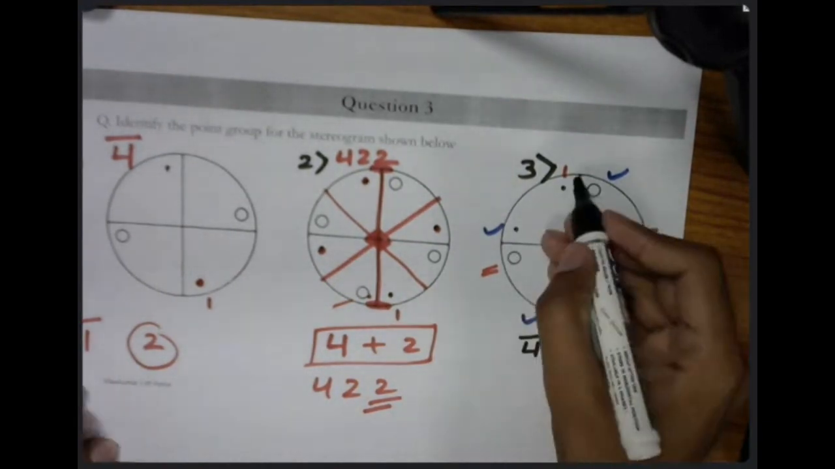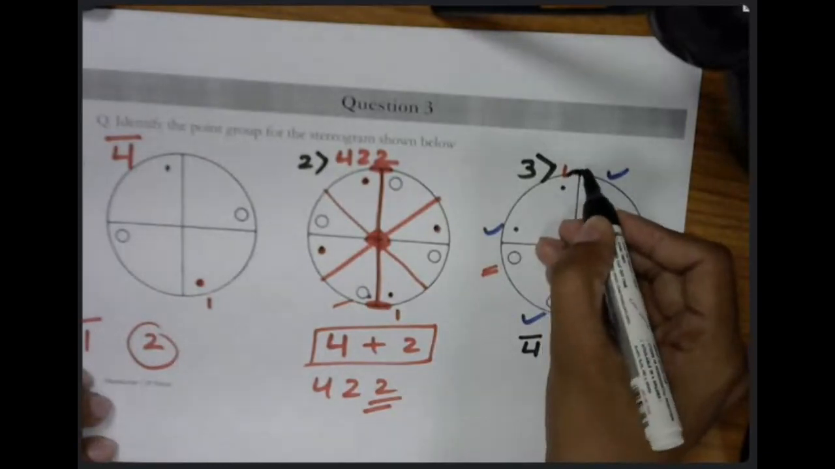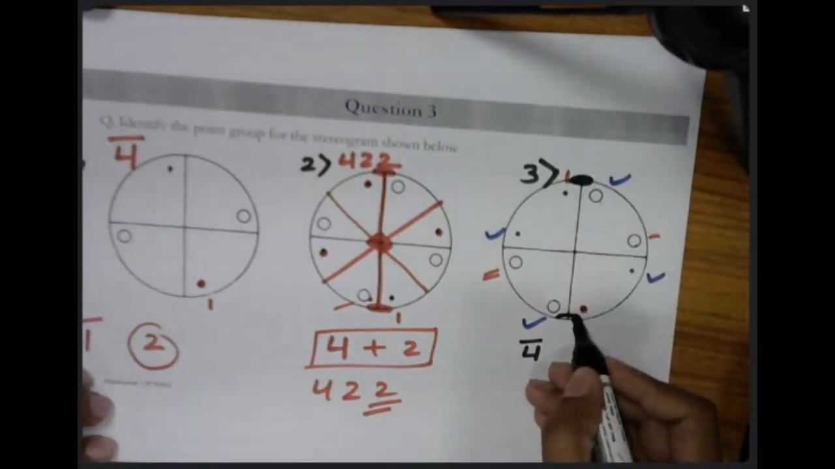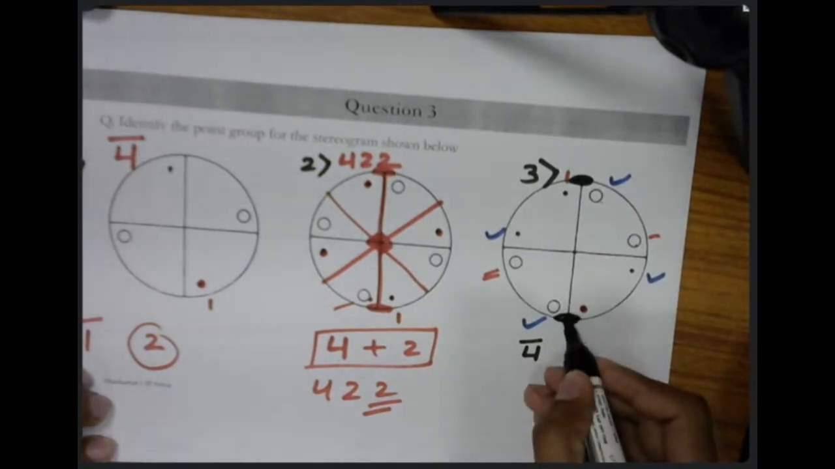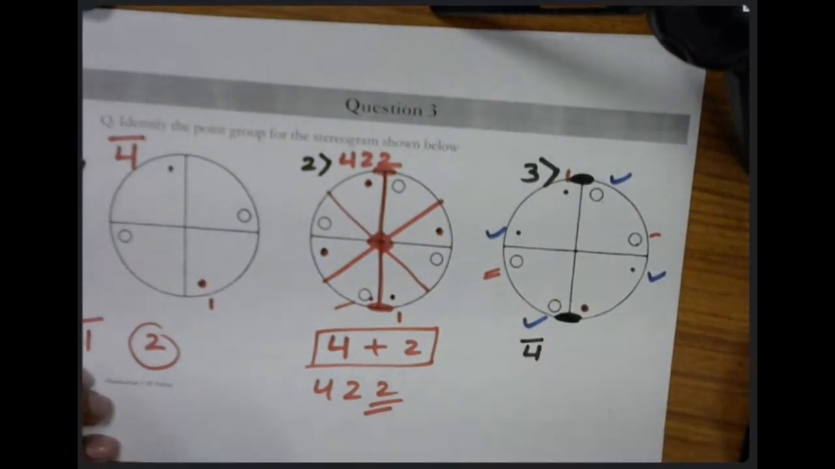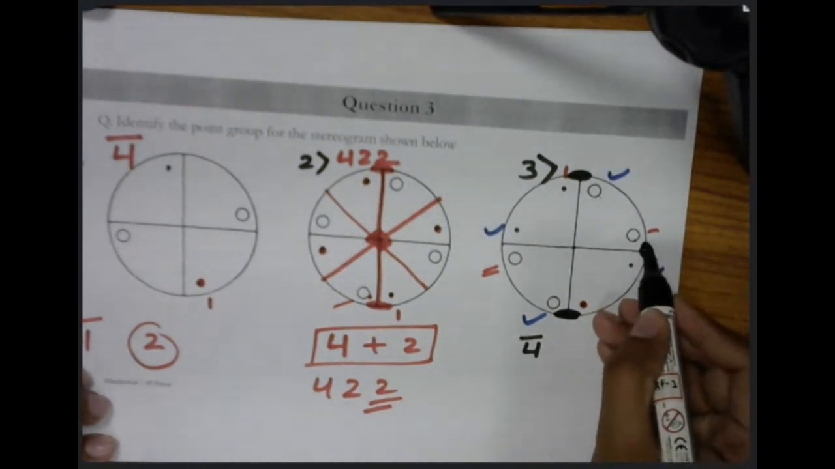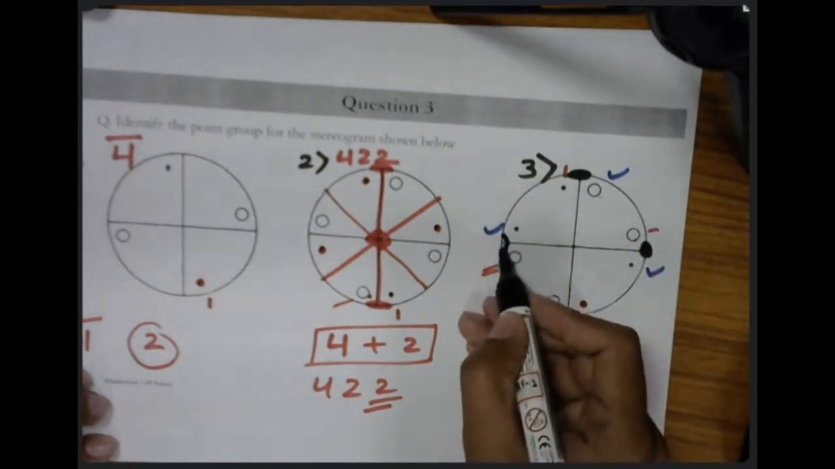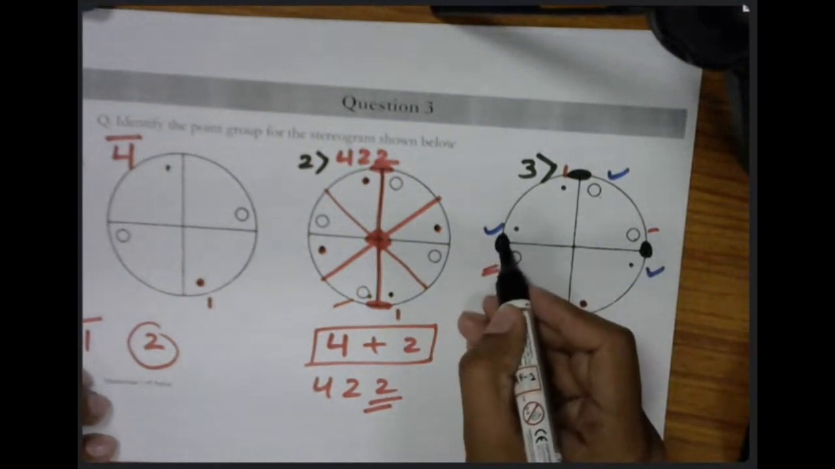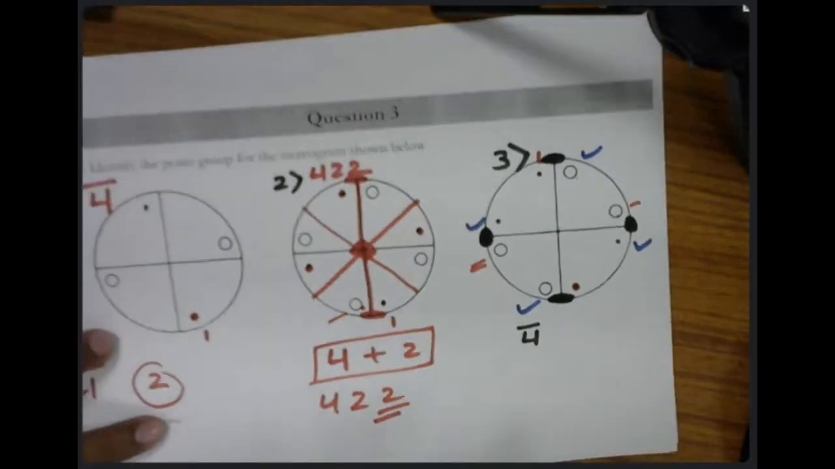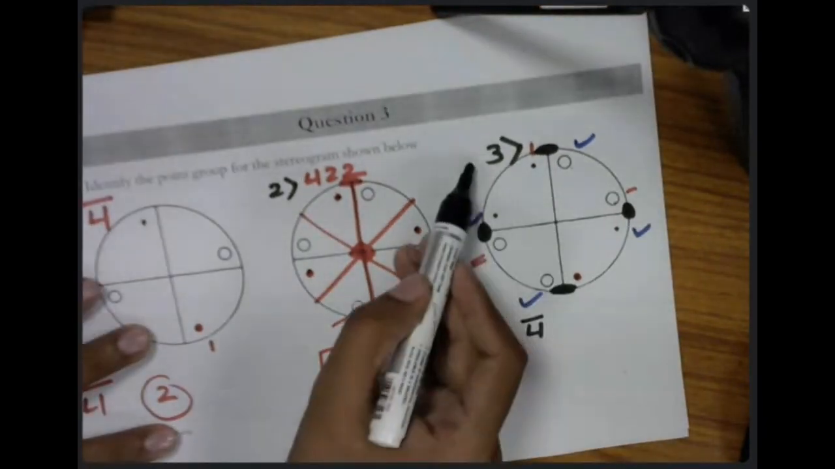So we can see that twofold is there over here. Twofold is there along here also. One more thing one can see, that over here we are having the mirror.